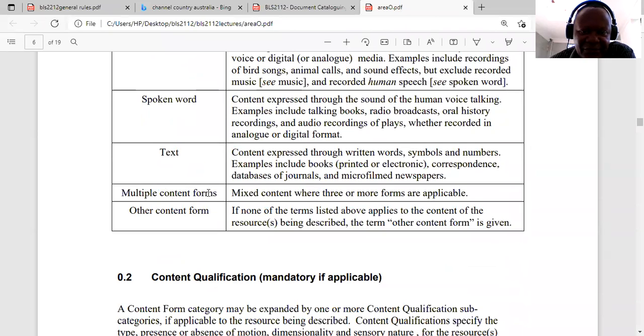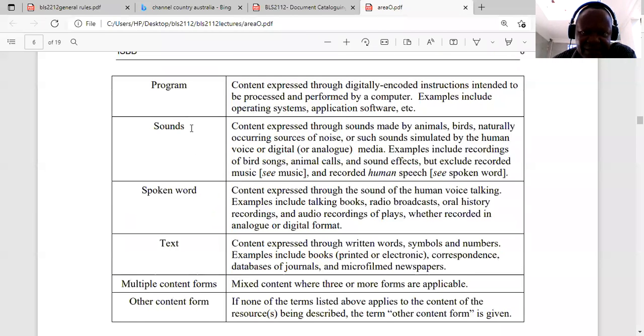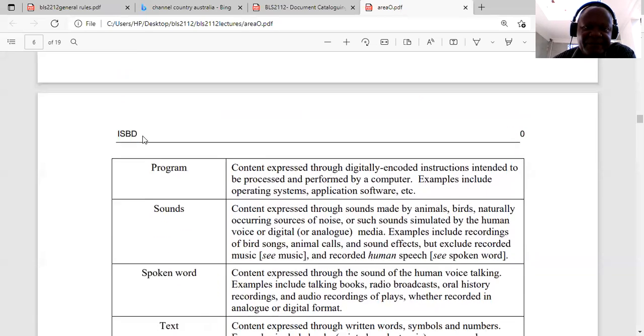There are multiple content forms, mixed content where 3 or more forms are applicable. Other content form, if none of the terms listed above applies to the content of the resource being described, the term other content form is given. So if it is not spoken word, it is not text, then we have sounds. The examples include recordings of bird songs, animal calls, and sound effects. So that is when you use sounds. But what is excluded is recorded music. Even recorded human speech, you don't use sounds, you use spoken word.